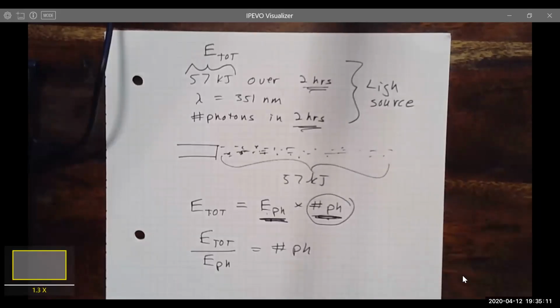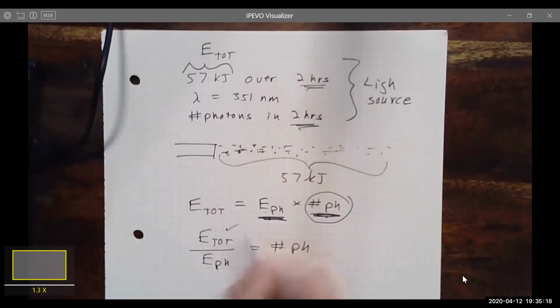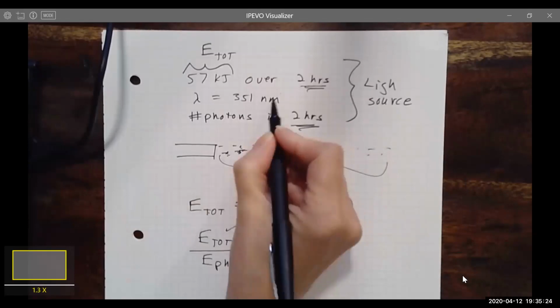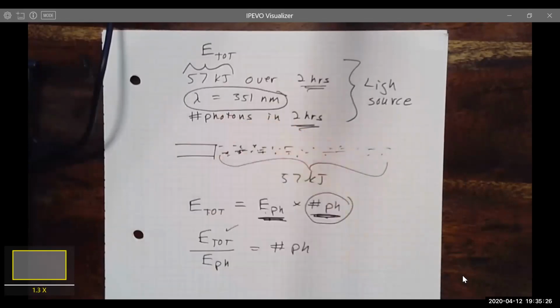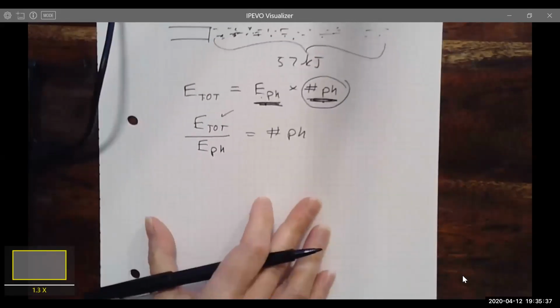Okay, so the energy total we said already is 57 kilojoules. So that we already have. So we already have this, check. So therefore we just need to find out the energy of a photon of this light. Well, they told us that the wavelength is 351 nanometers. So we can get the energy from that. And there's 2 ways to do that. So I'm going to scooch this up here now, okay?